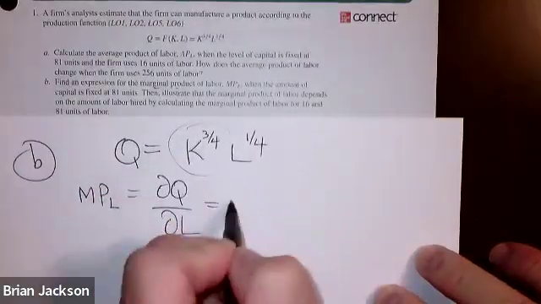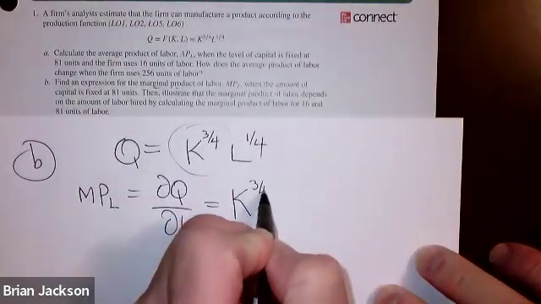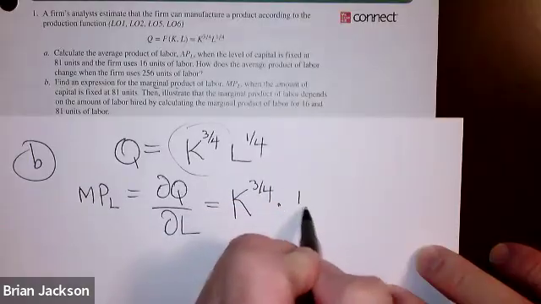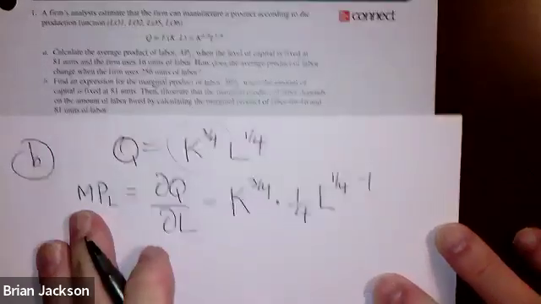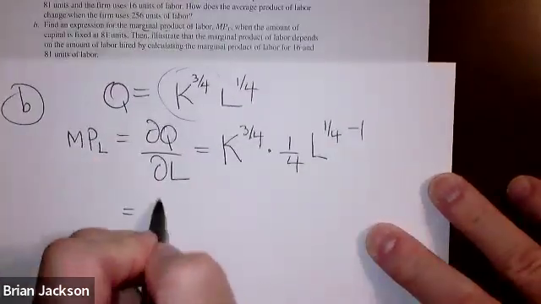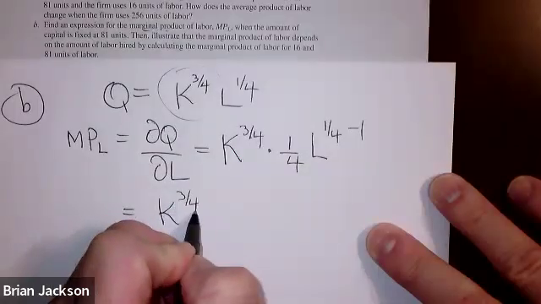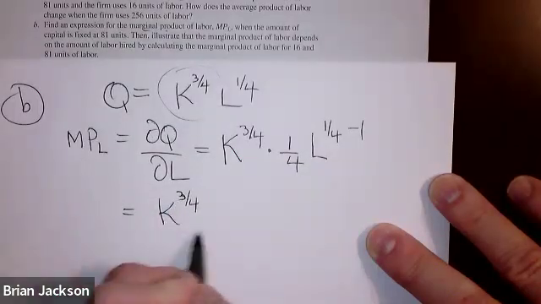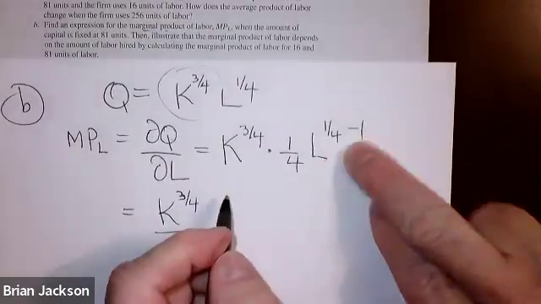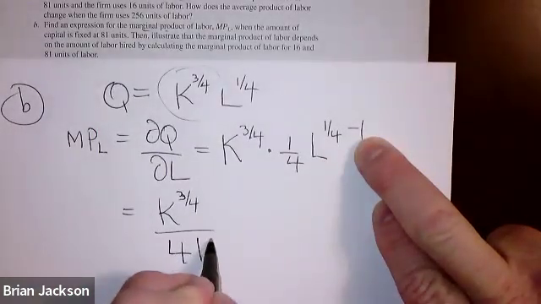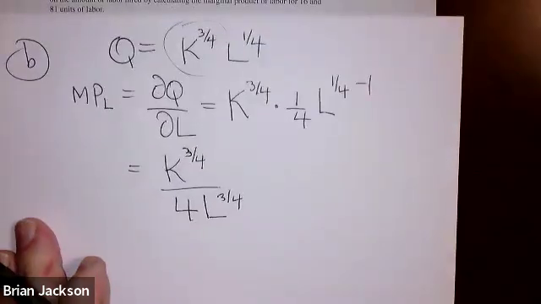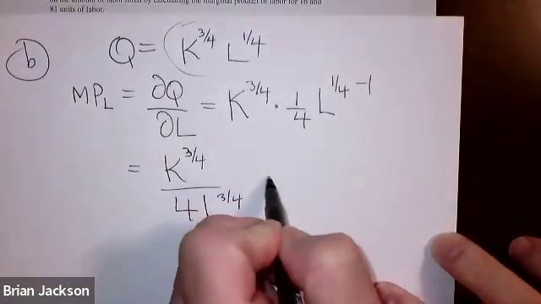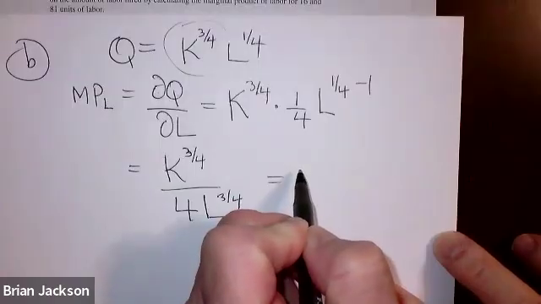So this just kind of comes down. This is K to the 3/4. And you multiply this by 1/4, L to the 1/4 minus 1. Okay. So what would this be? This is K to the 3/4, 3/4 divided by 4. This would be L to the negative 3/4 here. Or if we put it downstairs, it's to the positive 3/4. That might be an easy way to write that. You can write it this way, or there's a variety of ways you can write this.